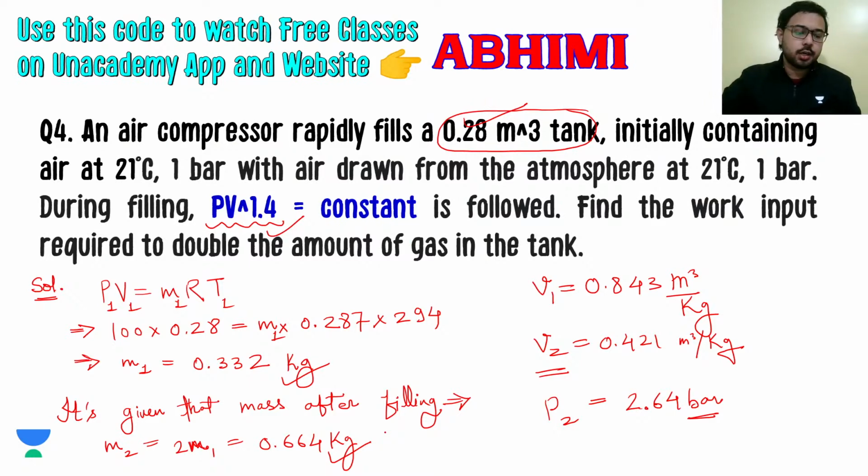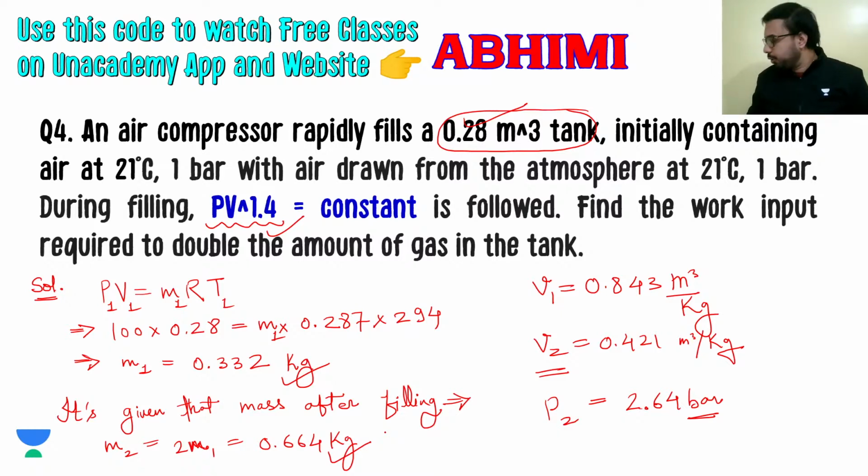Very lengthy question, a lot of things we discussed here. So let's quickly go through them one by one so that you can again look into what we have done in this whole question. I think this is one of those questions which has a lot of things going on. So an air compressor rapidly fills this 0.28 meter cube tank initially containing air at 21 degrees Celsius and 1 bar, with air drawn from the atmosphere at that same temperature and pressure.